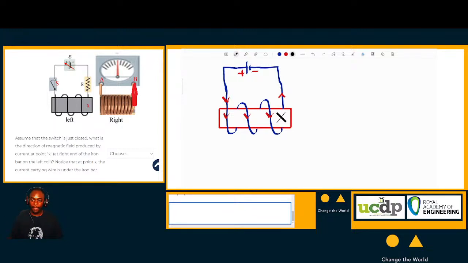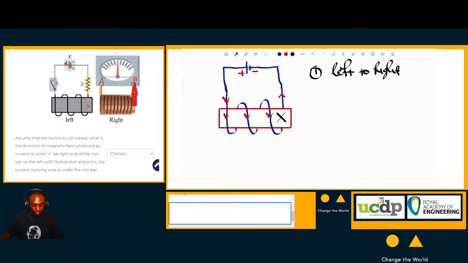So, sir, when you curl your fingers, do they have to curl in the direction of the current? They have to curl in the direction of current as shown in the diagram. Yes. If that's so, that means our magnetic field will be going from left to right, or in the positive axis. Yes. So it's going to be left to right. Yes, that's correct. So that's how you would work it out. Okay.